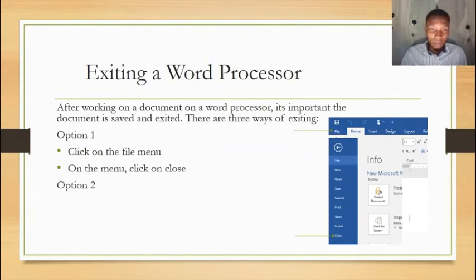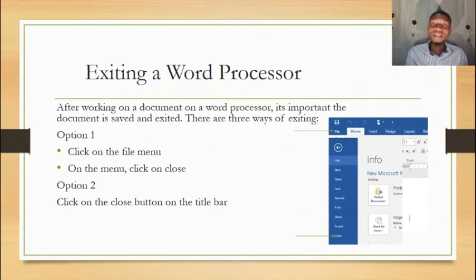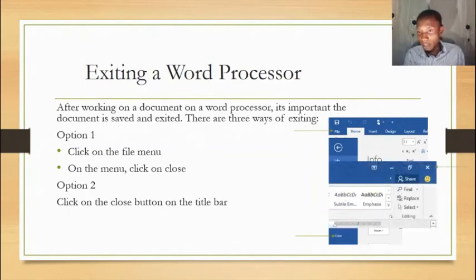Then you have another way, as a second option, which is to click on the close button on the title bar. On the right top of the title bar, you have the minimize, maximize, restore, and the close buttons. The close button is the one with the X. You click on the close button, it closes the word processor. You can see the arrow pointing at the close button. You click on that, it closes the program.